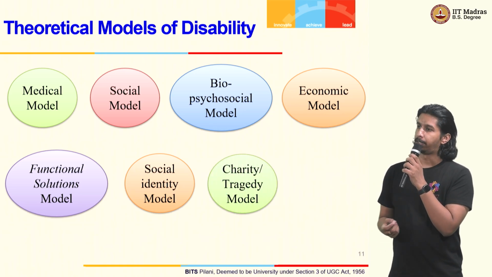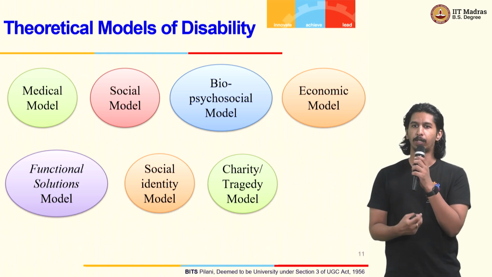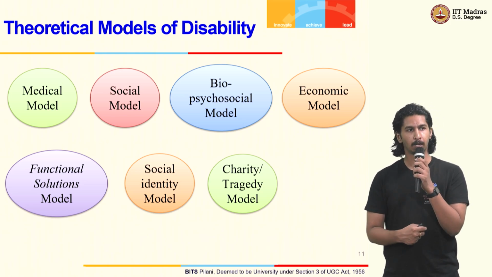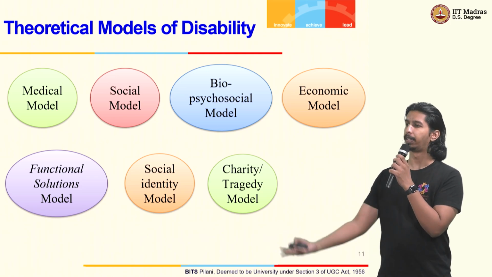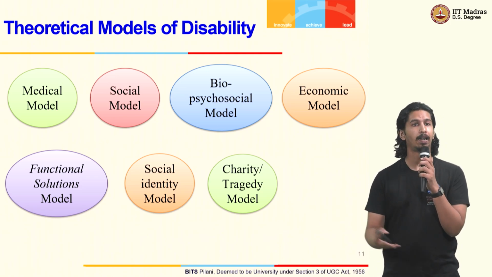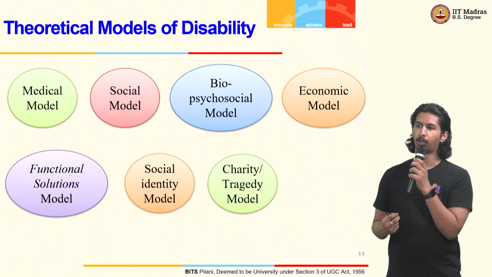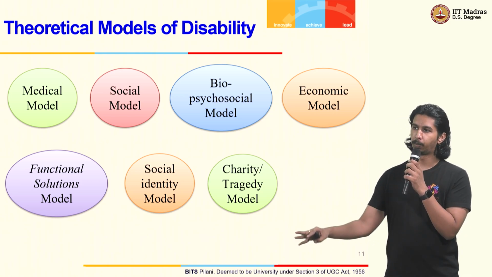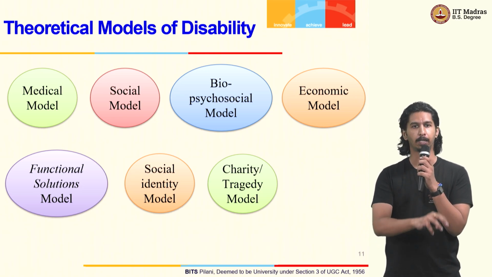And then we have the charity or tragedy model, right? Where there is this sense of an abled person seeing disability as more of a sympathetic thing, and maybe using fundraising and other things, where they try to always see that a person with disability needs help and support, and as abled people, let's do that, right?